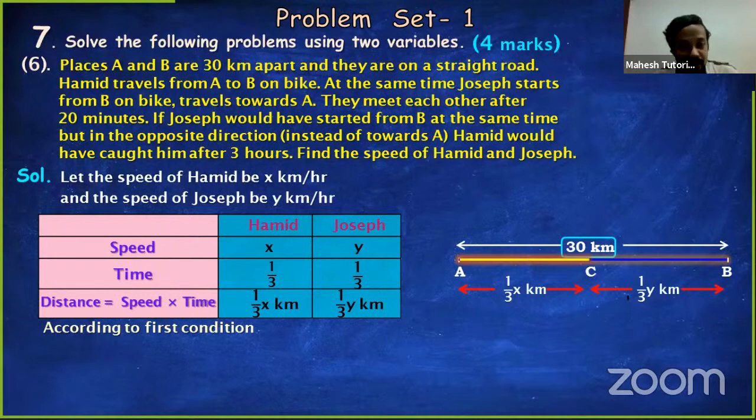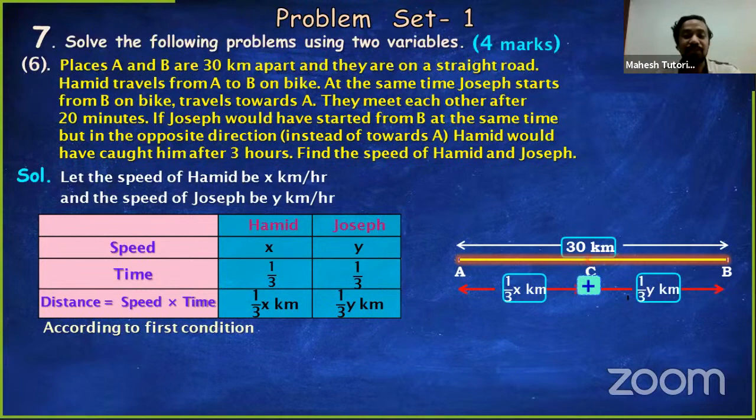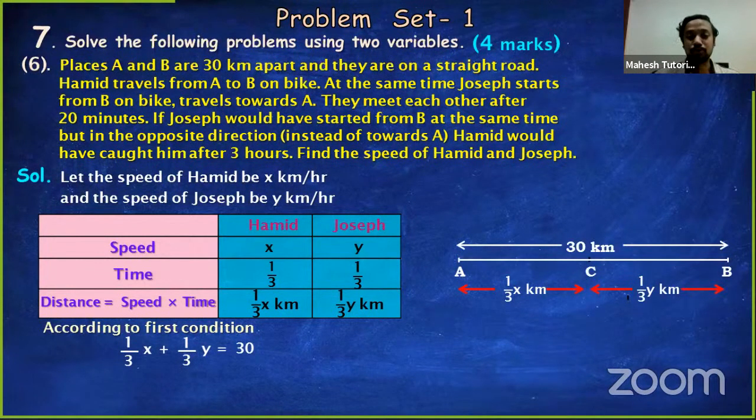That is distance AC, जो कितना किलोमीटर है? 1 upon 3x kilometer. And distance CB, जो कितना किलोमीटर है? 1 upon 3y kilometer. So it means students, distance AC plus distance CB will give me the total distance AB. So we'll frame the equation from this itself. That is 1 upon 3x plus 1 upon 3y is equal to the total distance, that is 30. I hope so students. How we have got the first equation is quite clear to each and every student.